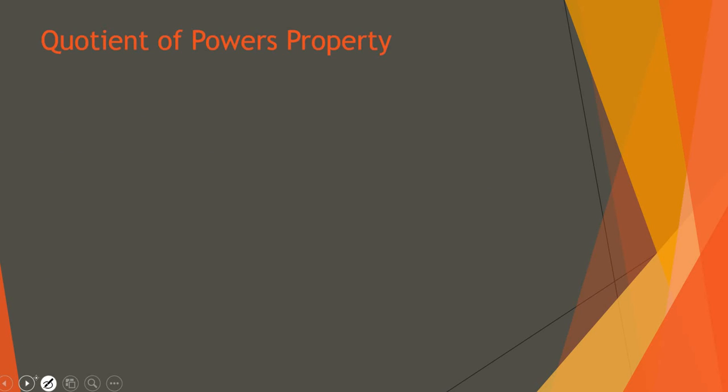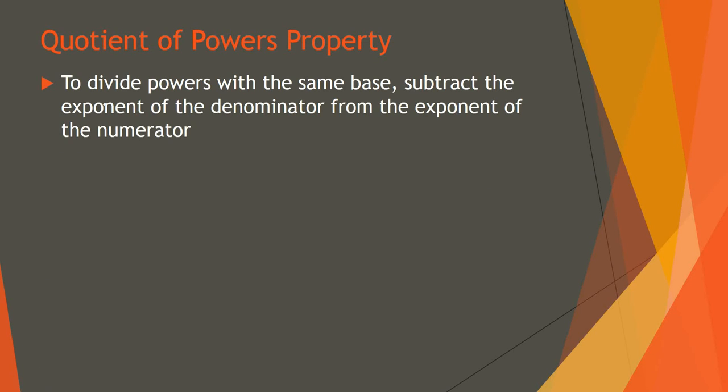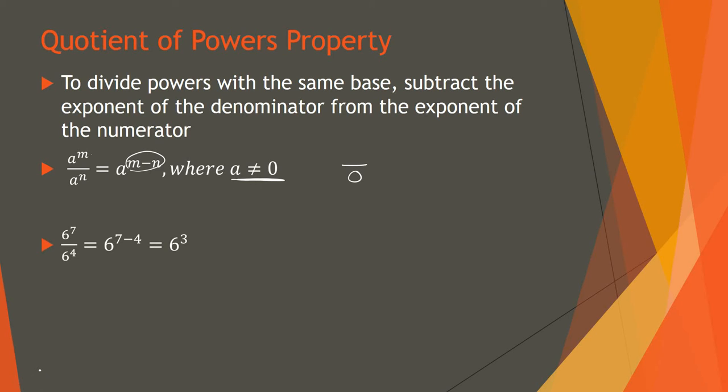Let's look at the quotient rule now. The quotient rule says to divide powers with the same base, subtract the exponent of the denominator from the exponent of the numerator. In other words, a to the m divided by a to the n, we take m minus n, top minus the bottom. When we do division, a cannot be 0 because you cannot divide by 0. So just keep that in mind.